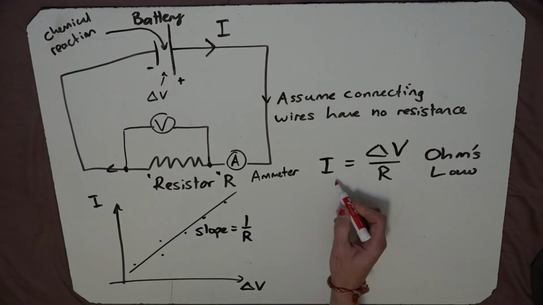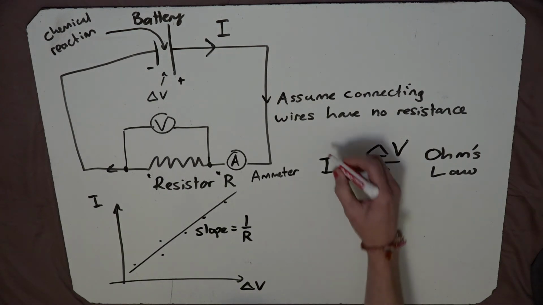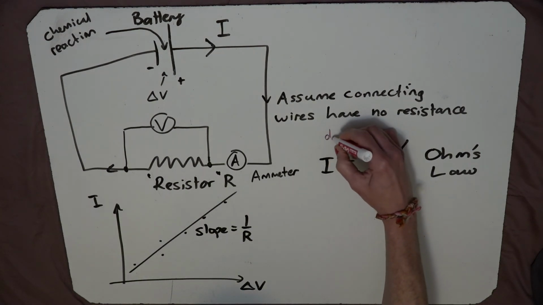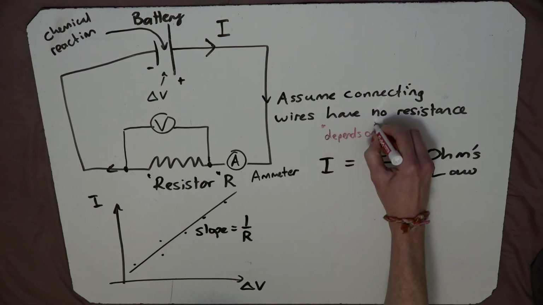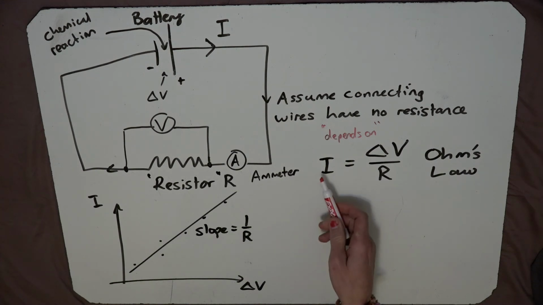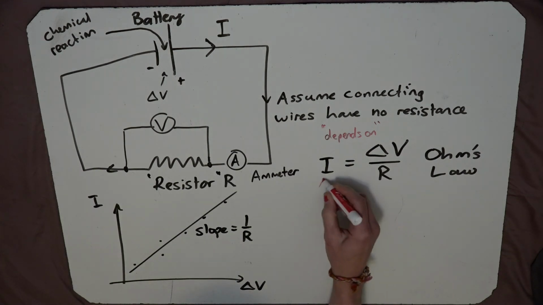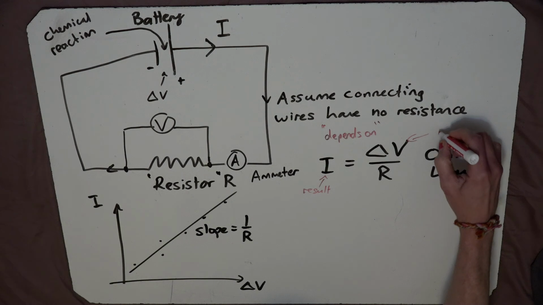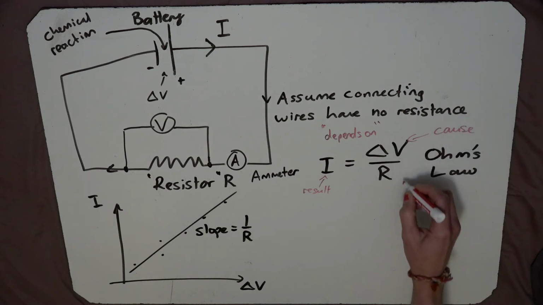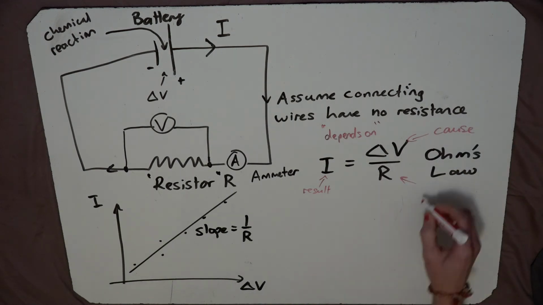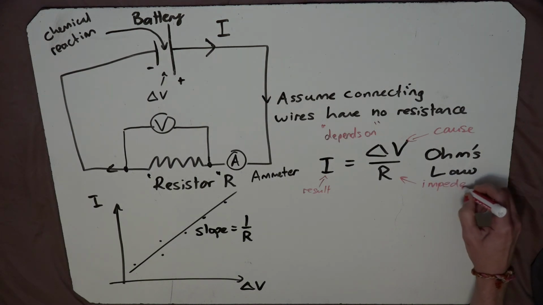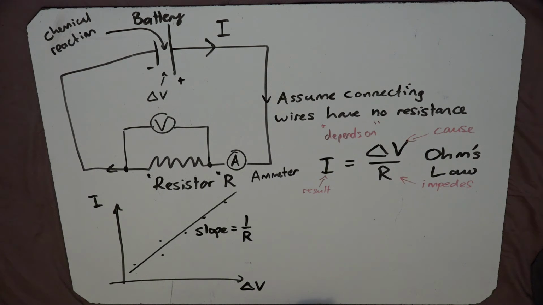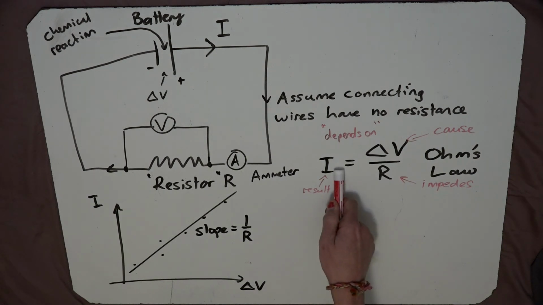This equation is not just an equal sign, this is an equation that shows a dependency. The equal sign should be read as "depends on," in the sense that current is the result of a potential difference, which is the cause of that current, and the resistance is essentially something that impedes the flow of electrons. And so basically, the bigger the resistance, the smaller the current.